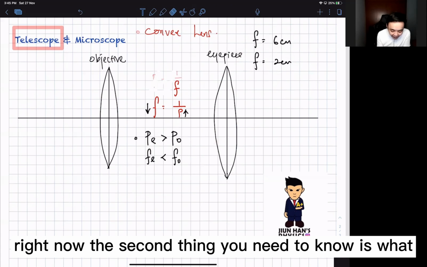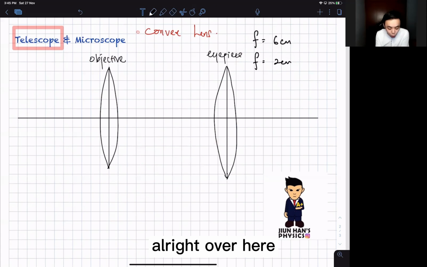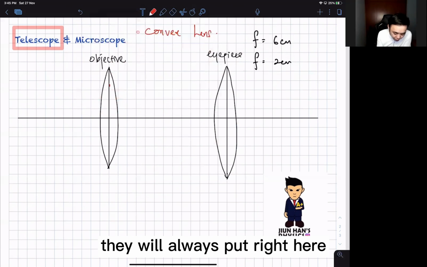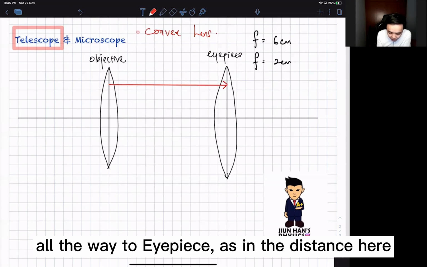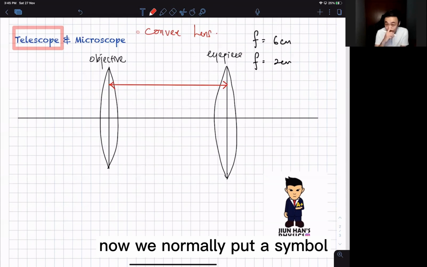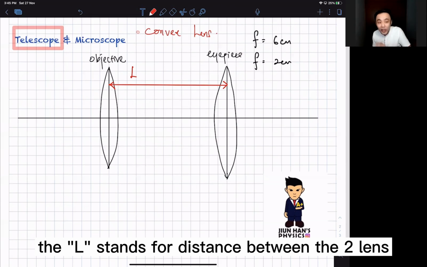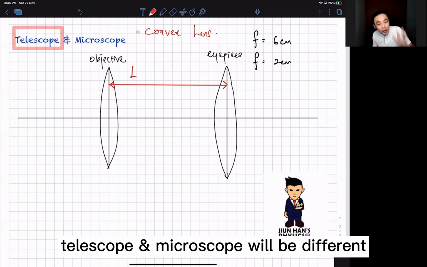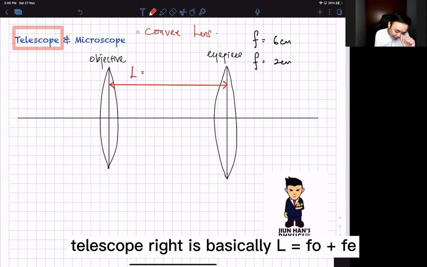Now, the second thing you need to know is what? The distance between the two lenses. Over here, they will always put the distance from the objective all the way to the eyepiece. Now, we normally put a symbol. We will put an L there. The L stands for the distance between the two lenses. Again, telescope and microscope will be different. For telescope, very simple. L is basically equal to FO plus FE.